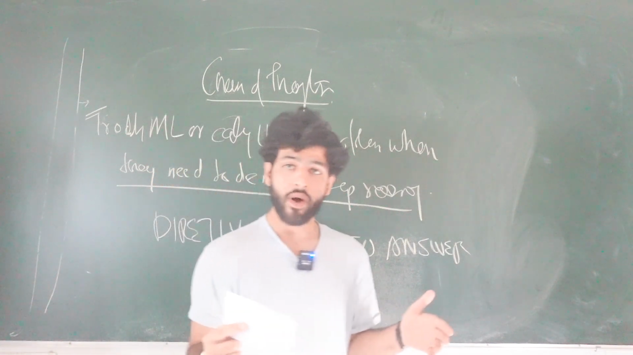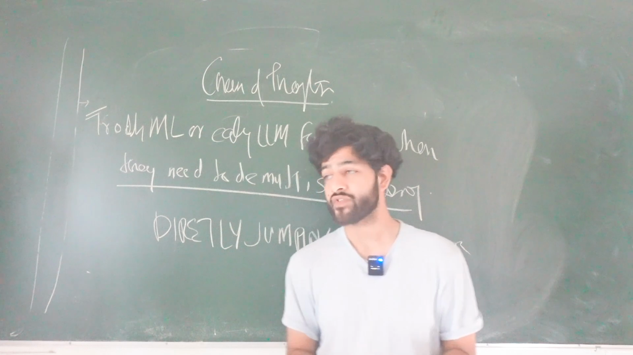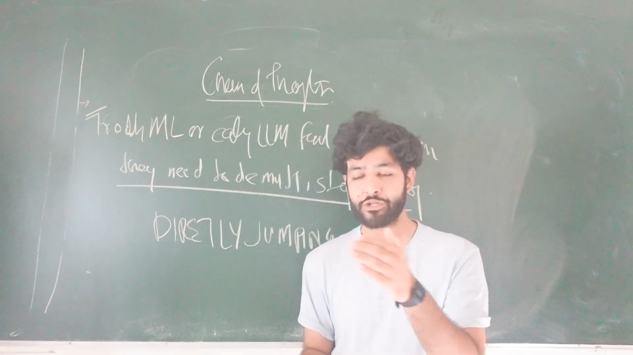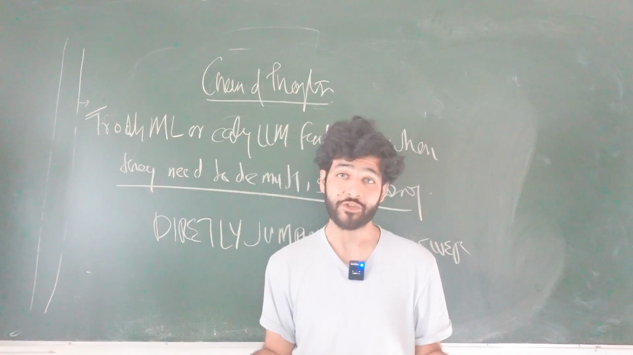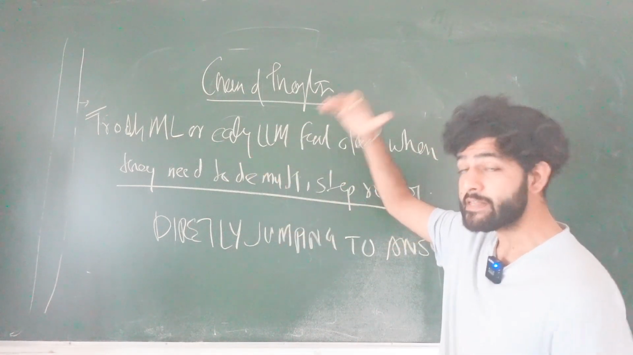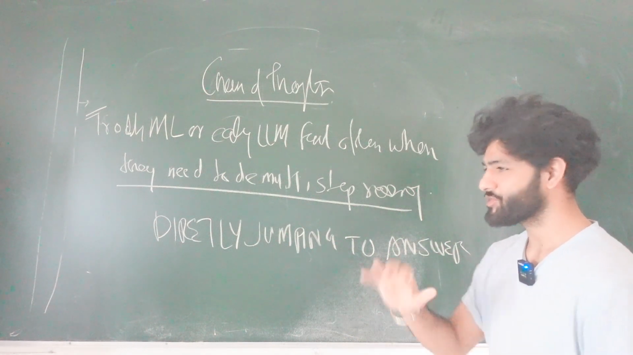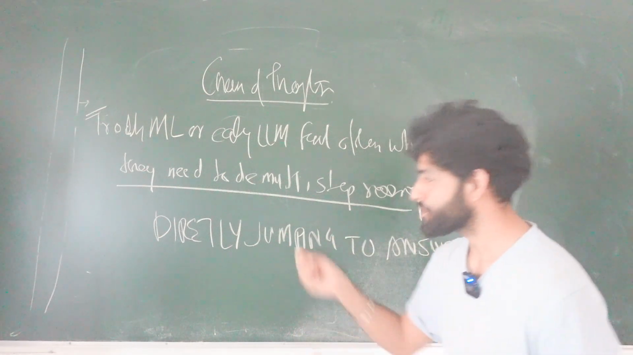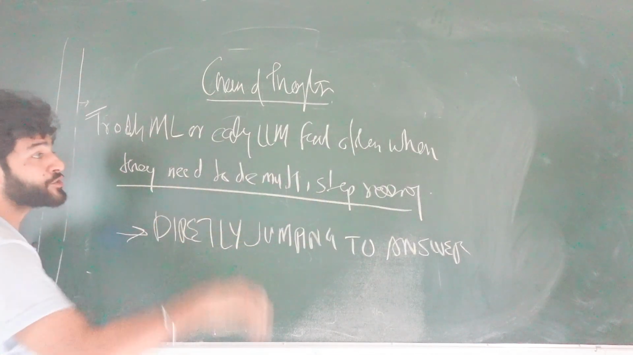So in order to solve a problem, even in real life, even if you are doing some coding or programming or some math, it's all about that you need to do proper steps and ultimately reach a conclusion or any answer. In the same fashion, traditional machine learning models or earlier large language models used to just go straight to the answer and not think about the steps. That was the problem which was occurring.